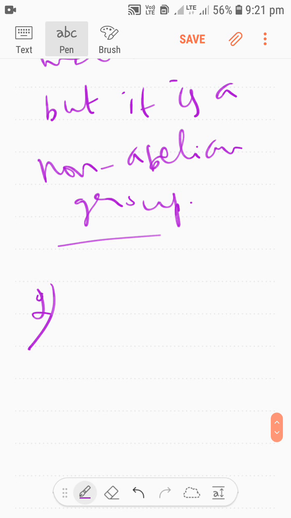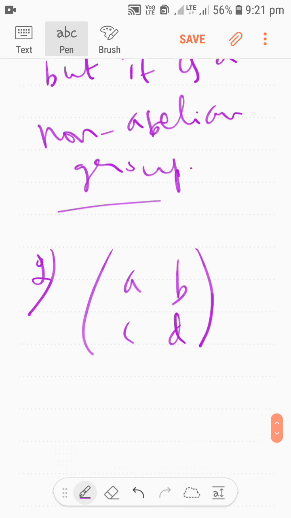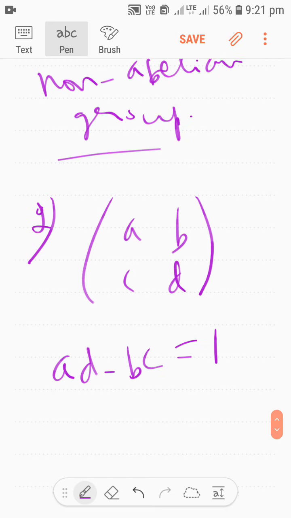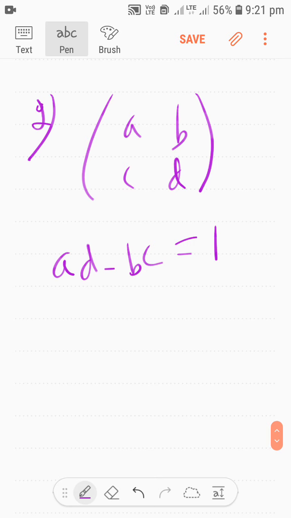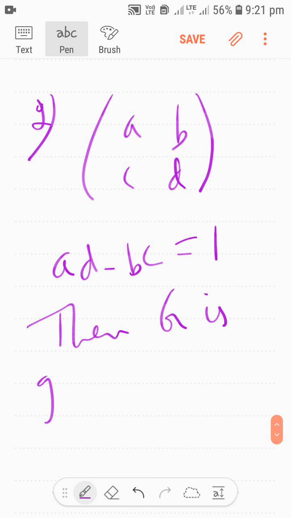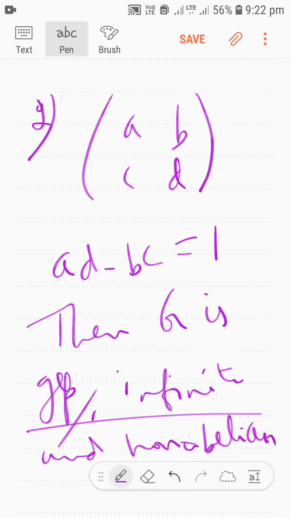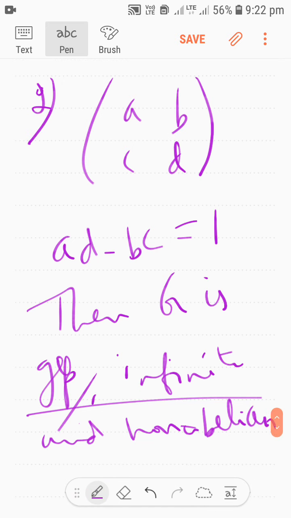Second example, same 2 by 2 matrices. A, B, C, D are real numbers, but AD minus BC equal to 1. In the last example, AD minus BC was not equal to 0, but in this example, AD minus BC equal to 1. Then this group G is a group, but infinite and non-abelian. So this is an infinite group, non-abelian group.